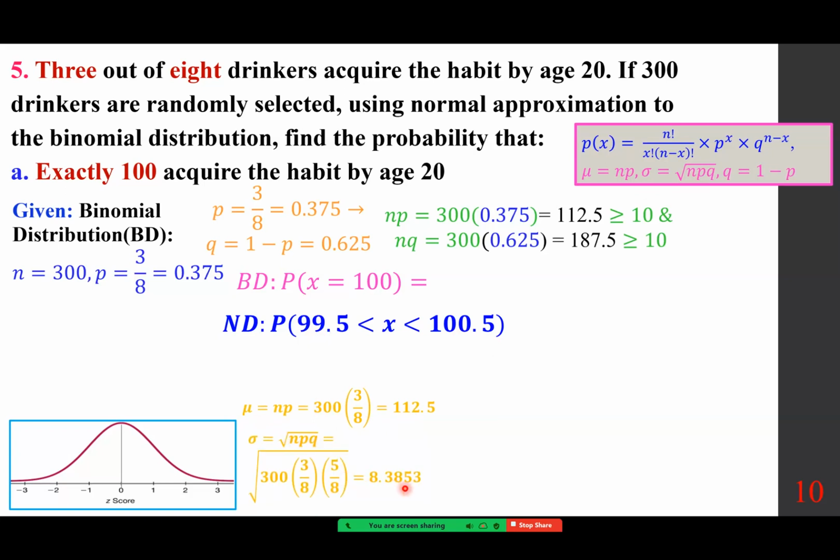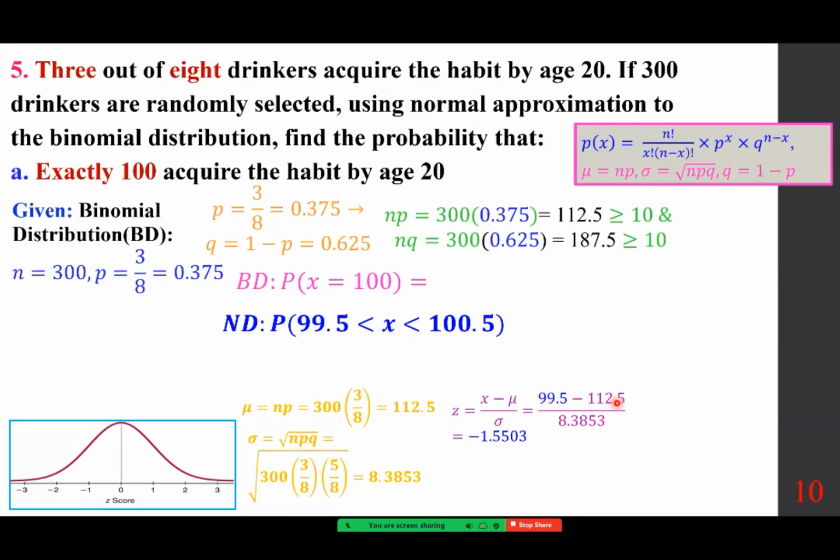Sigma is the square root of npq. So we have to calculate both of them for the sake of the z-score, everybody, which is x minus mu over sigma. For 99.5, we get 99.5 minus mu, which is 112.5, divided by sigma. You want to carry out a lot of decimals because you want to come close to a precise answer. And the left side, 99.5, corresponds to the z-score of negative 1.5503.